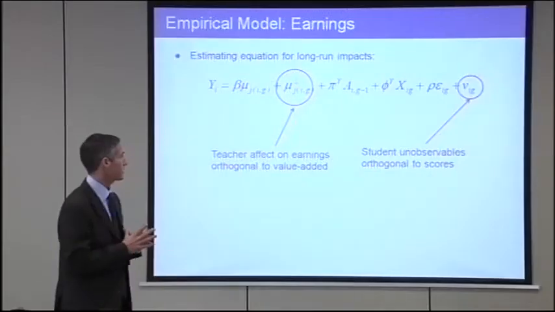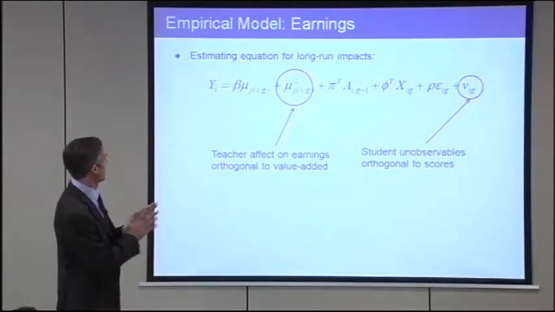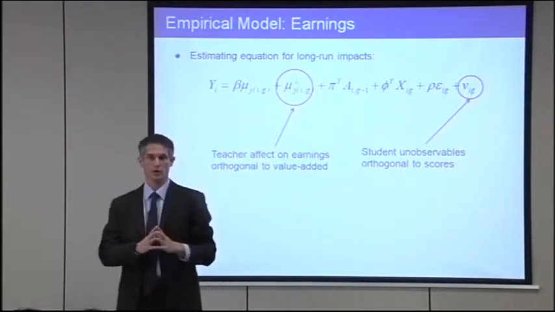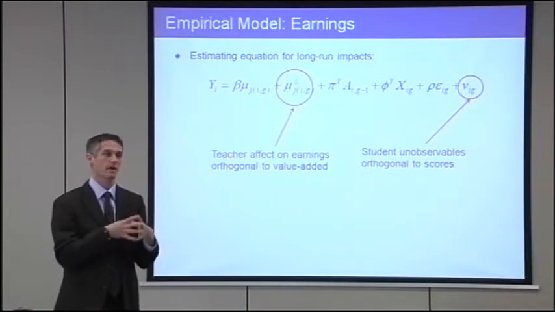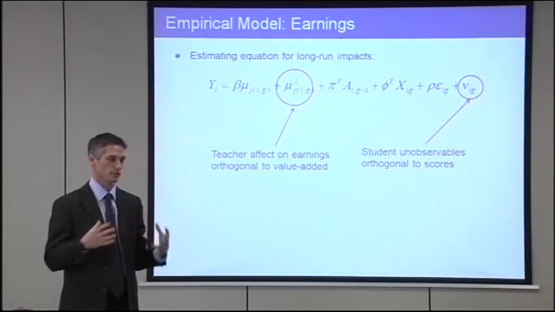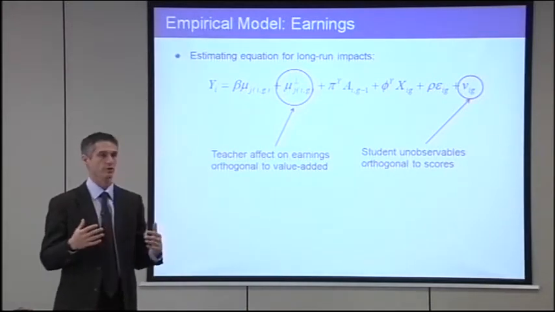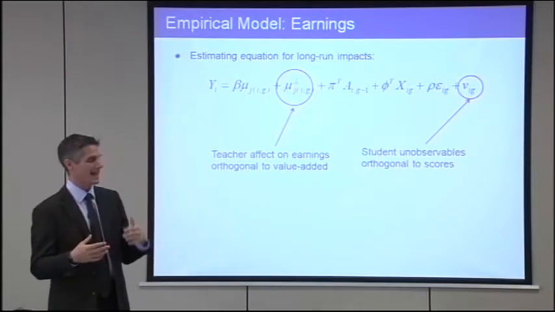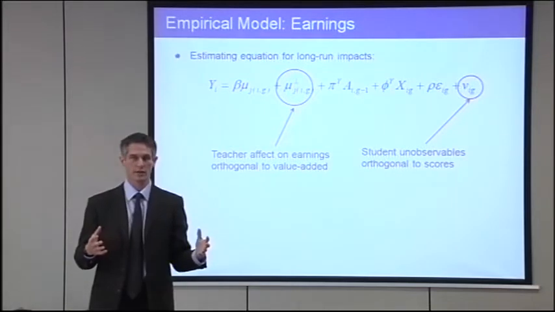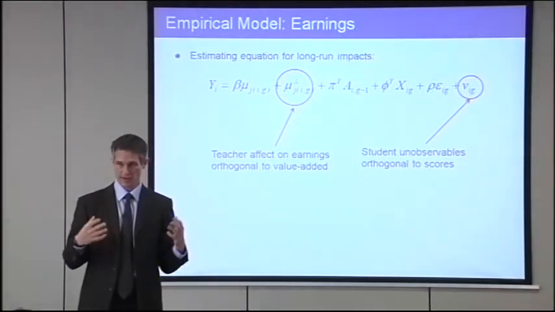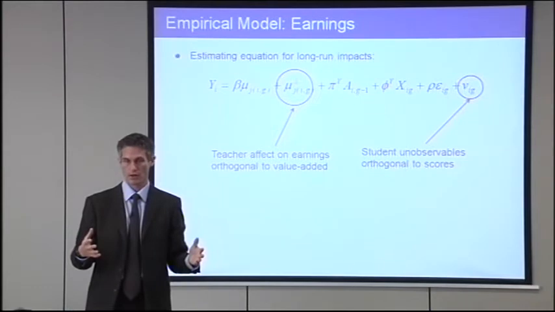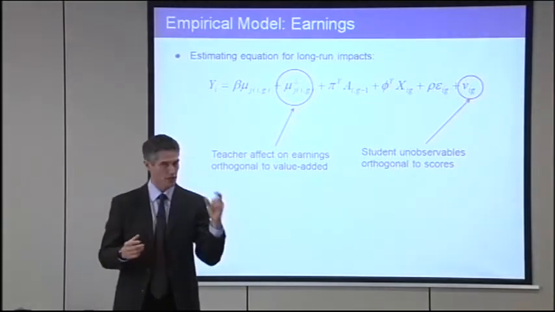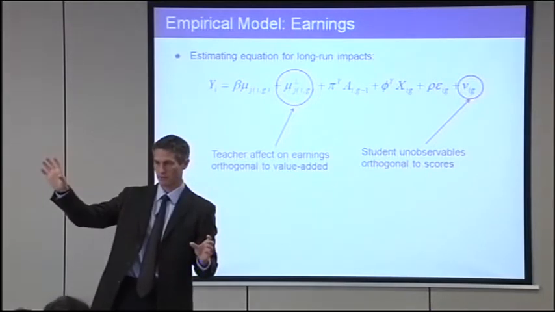So let me point out two things. First, this mu j with a little orthogonal symbol on it. What I mean by that, why we put that in there, is I want to point out just something conceptual. What we capture with a value-added measure is the teacher's impact on test scores or anything else that teacher does that is correlated with their impacts on test scores. But that doesn't mean that there aren't other ways in which teachers affect long-term outcomes.